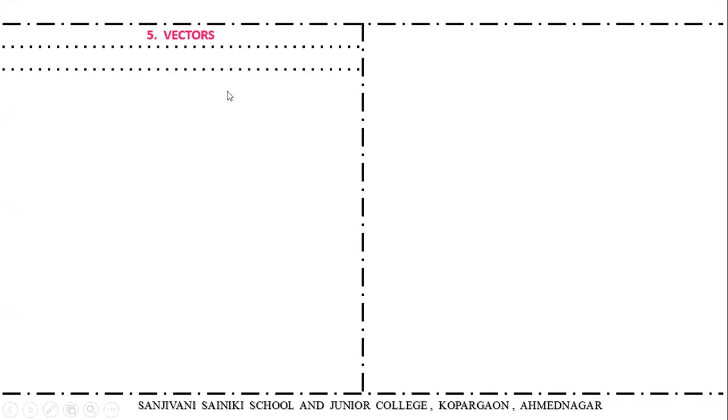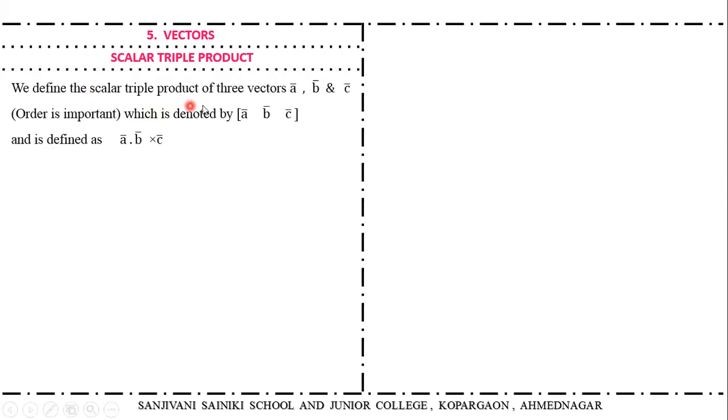Vector, chapter number 5. In that, scalar triple product. Now last time we saw the scalar product, also called the dot product, and the second one is the cross product, also called the vector product. Now we will study what is meant by a scalar triple product.